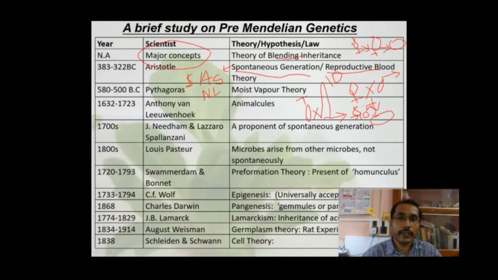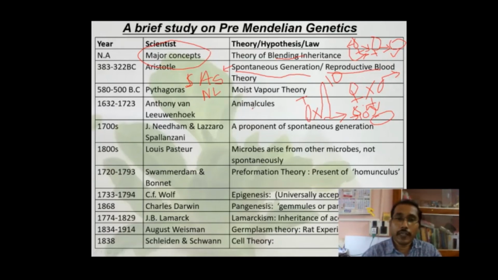He told that particular male organisms create moist vapors in their body, like structures from each and every cell, and thereafter it will coagulate with the female ovum and the embryo will be developed. That is not actually true at all.